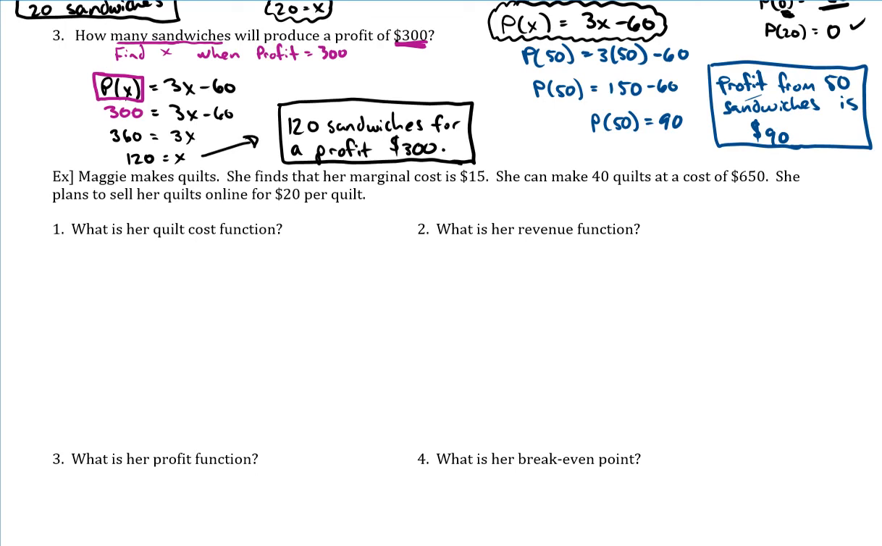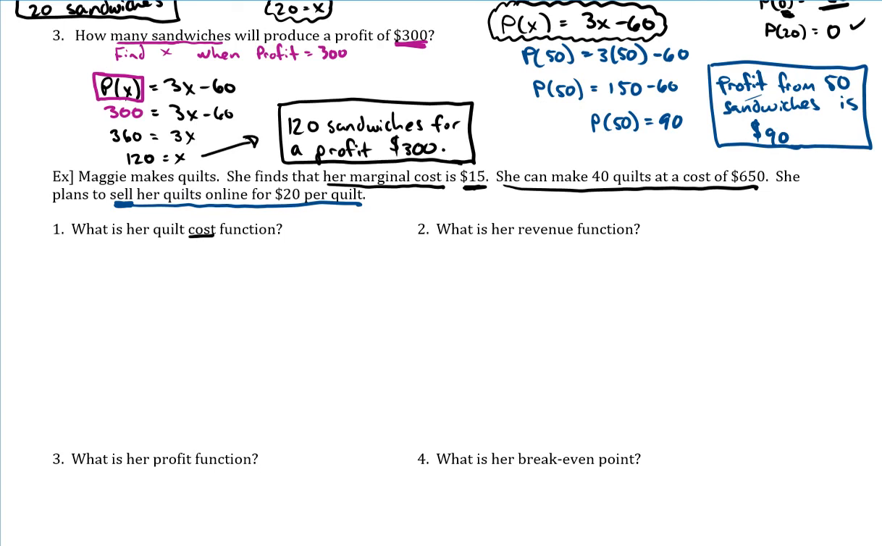Okay, so let's break down this first line. She finds that her marginal cost is $15. She can make 40 quilts at a cost of $650. And then she plans to sell, okay, so this is a different sell, not involving cost, sell her quilts online for $20 per quilt. Just to mark it in some colors here. Okay, so let's deal with the cost.